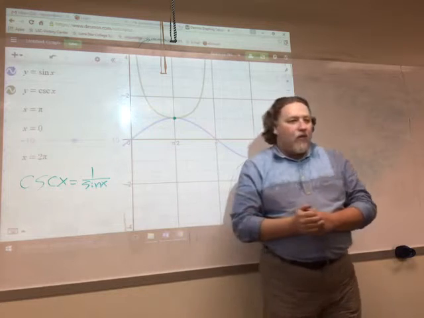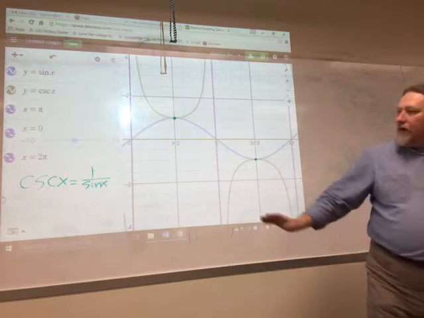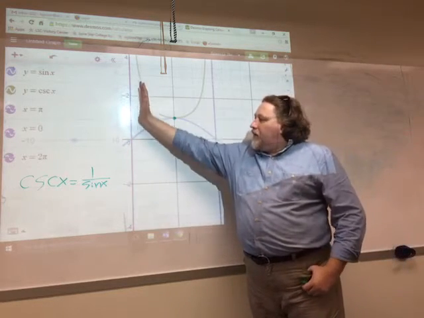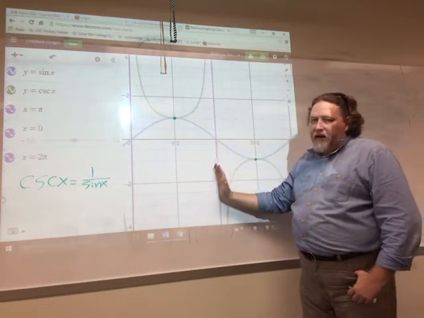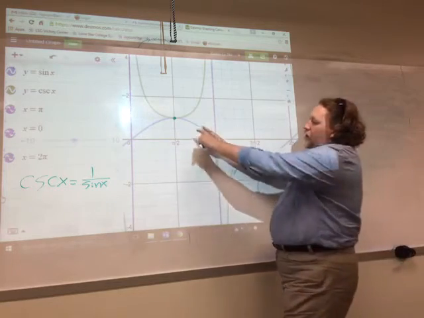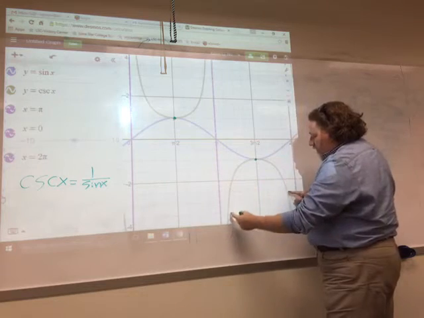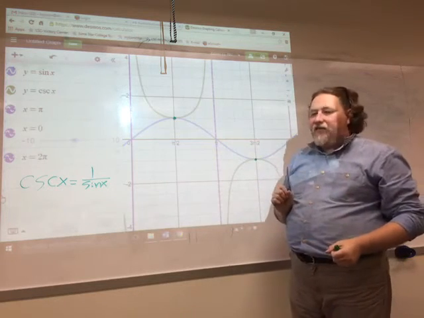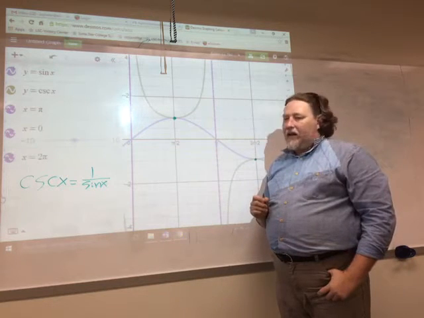And in fact, we can even add lines to show those spaces right there. You'll see right there, I've just added in purple. Here's the line x equals 0. Here's the line x equals pi. Here's the line x equals 2 pi. And you can see how cosecant is getting close to those lines, but not touching them. Those are the asymptotes of cosecant.